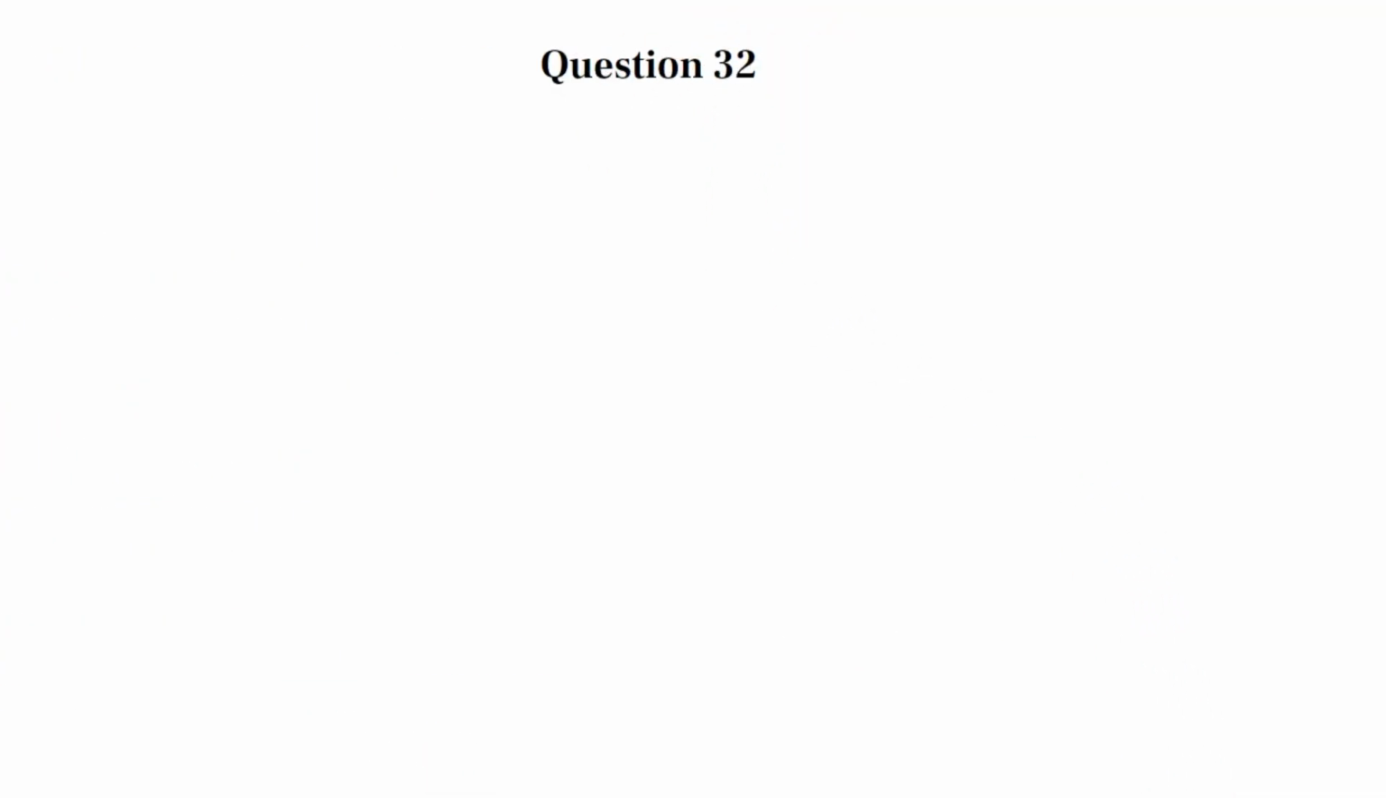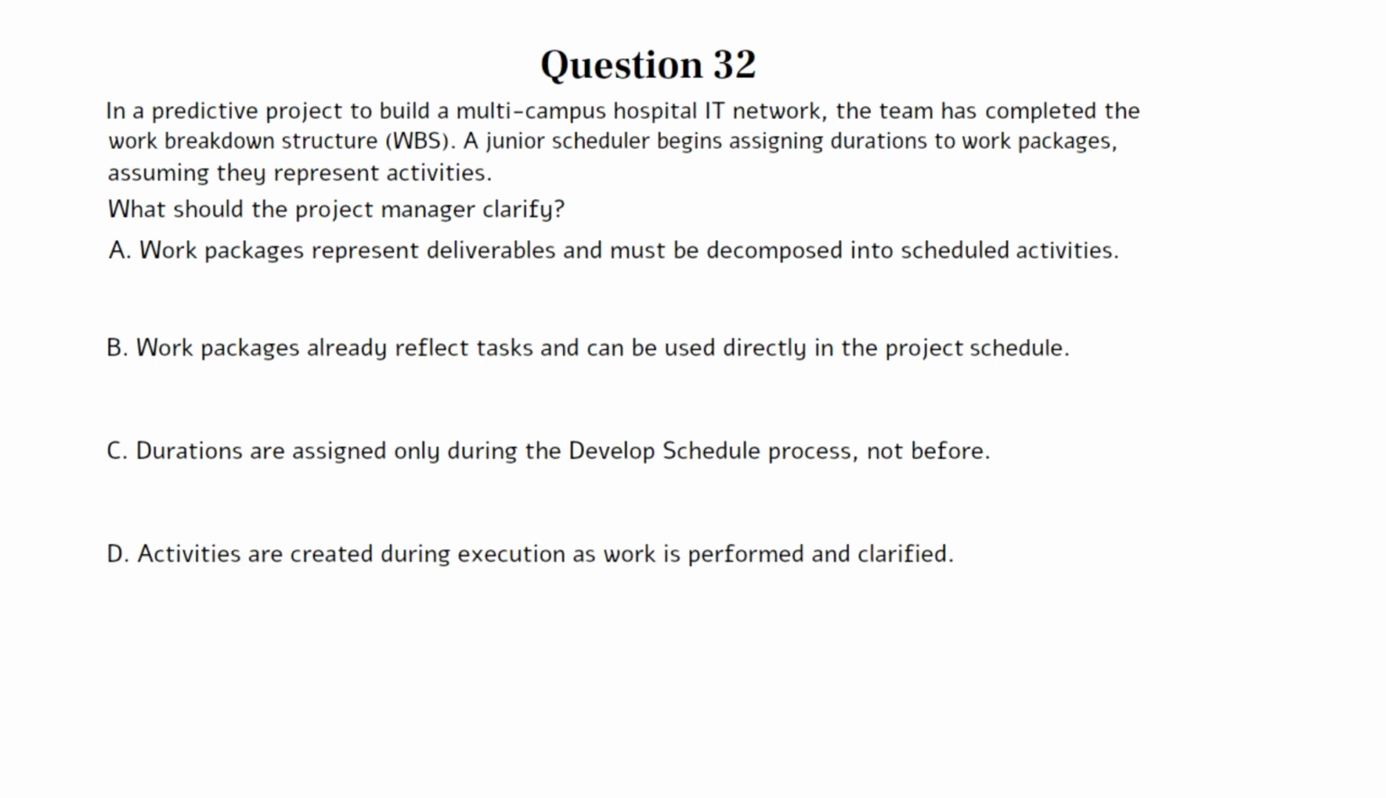Question 32. In a predictive project to build a multi-campus hospital IT network, the team has completed the work breakdown structure. A junior scheduler begins assigning durations to work packages, assuming they represent activities. What should the project manager clarify? A. Work packages represent deliverables and must be decomposed into scheduled activities. B. Work packages already reflect tasks and can be used directly in the project schedule. C.